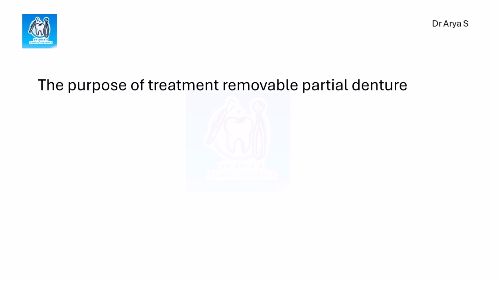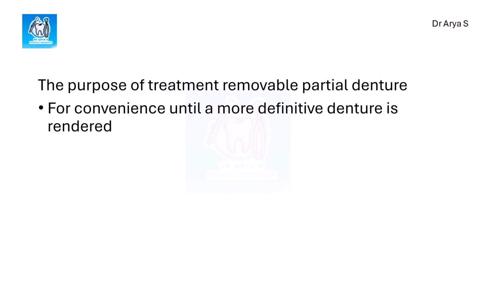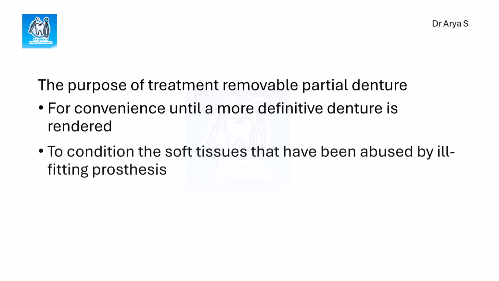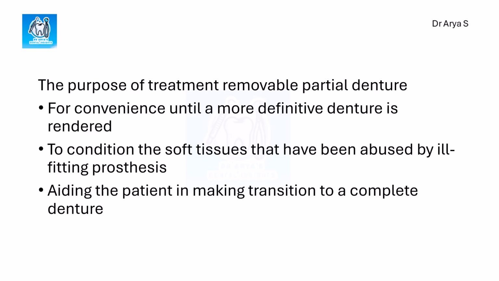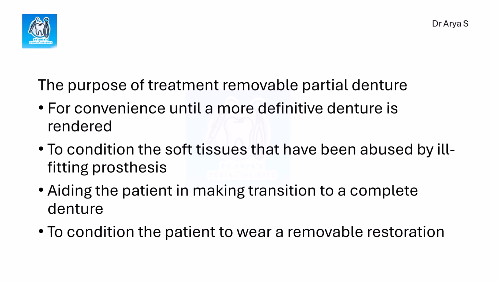Purpose of treatment removable partial denture: for convenience until a more definitive denture is rendered, to condition the soft tissues that have been abused by ill-fitting prosthesis, or aiding the patient in making transition to a complete denture, or to condition the patient to wear a removable restoration. Here the answer is to condition the soft tissues that have been abused by ill-fitting prosthesis.